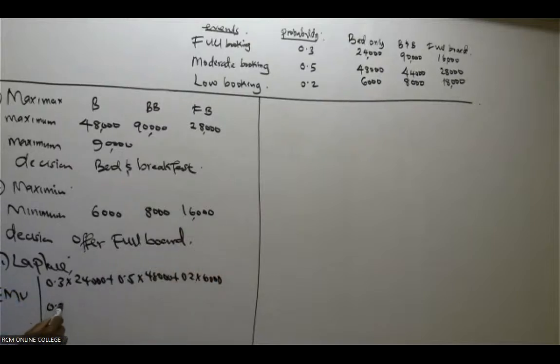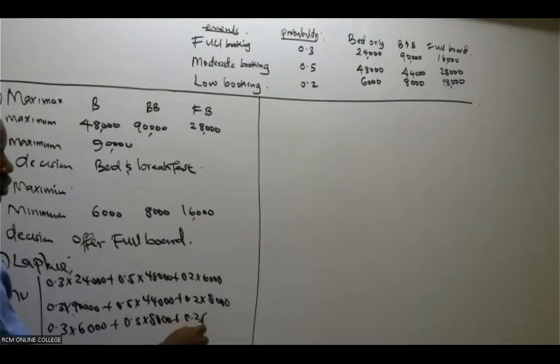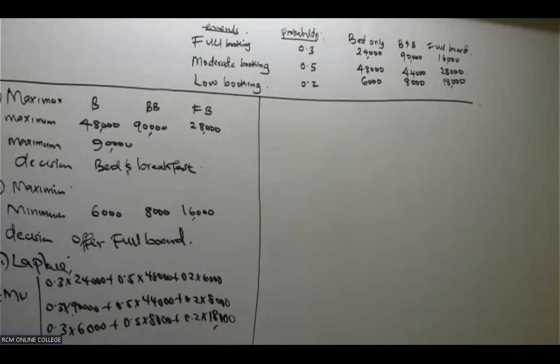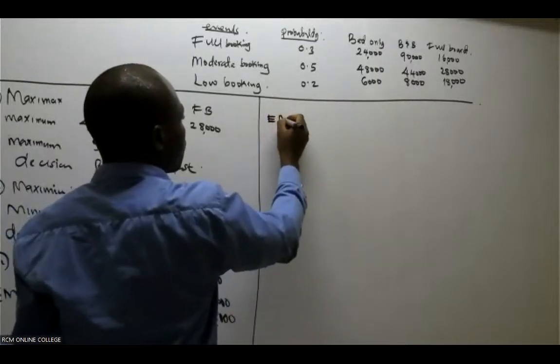Then 0.3 by 90,000 plus 0.5 by 44,000 plus 0.2 by 8,000. You give us the answer there. Then you take 0.3 by 6,000 plus 0.5 by 8,000 plus 0.2 by 18,000. You should be able to give us expected monetary value. What is our expected monetary value?